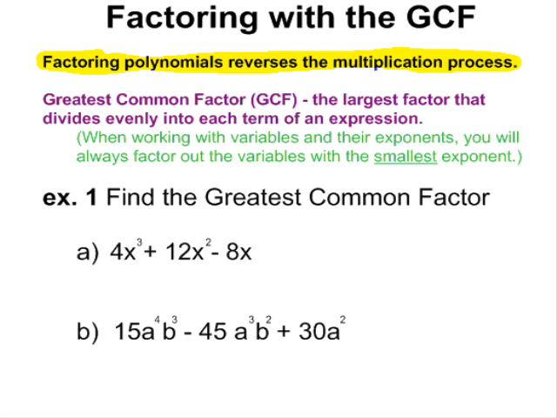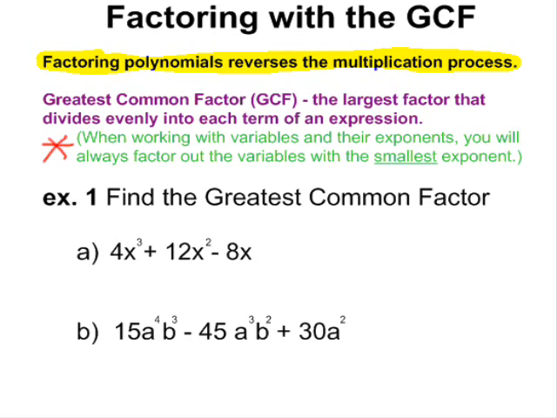Now, a greatest common factor, you've heard the term before in previous grades through middle school and the upper elementary school levels, but today we're going to have a refresher course, and we're going to introduce what happens when you have variables involved. A greatest common factor is the largest factor that divides evenly into each term of an expression. And the new part for today when dealing with the variables is that when you have variables and you're looking at their exponents, you will always factor out the variables that have the smallest exponent. So that's a very important rule that we're going to have to remember for today.